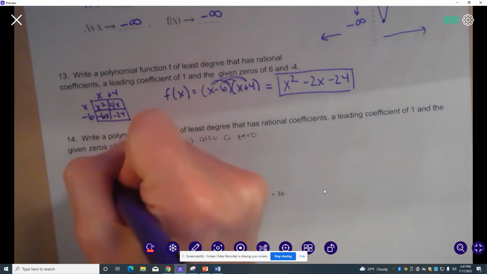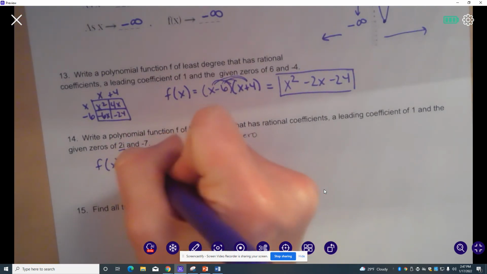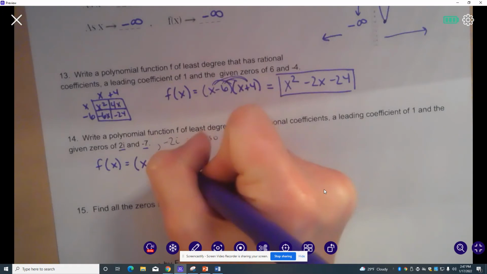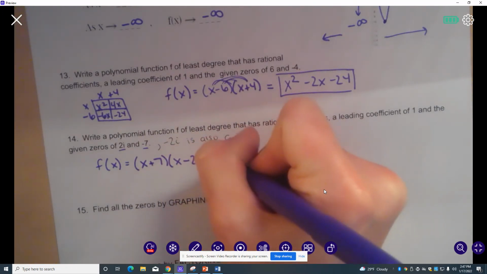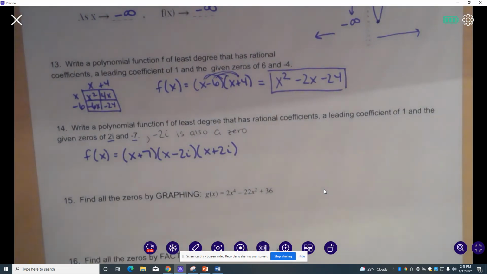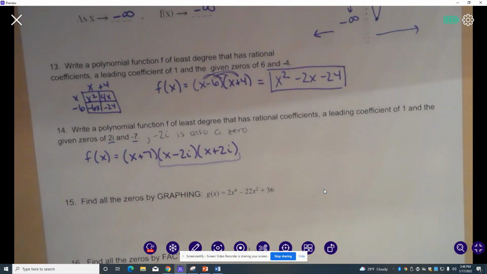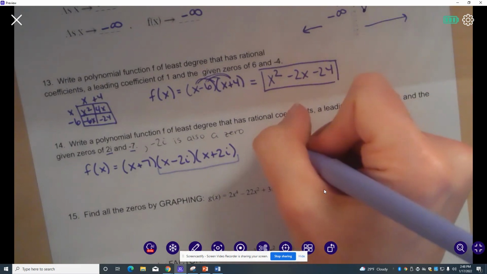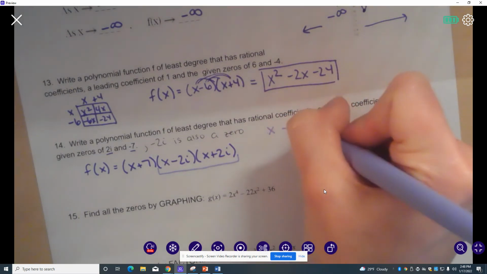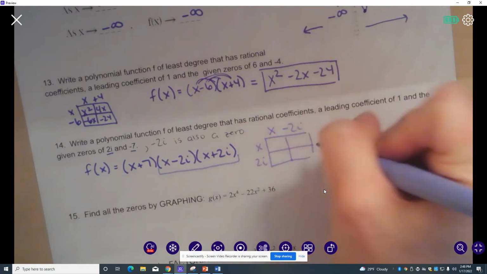So I'm going to start how I did before. I'm going to write this out in factored form. So it's opposite sign, remember. So my factors are x plus 7, x minus 2i, and x plus 2i. But I'm going to go ahead, again, and expand this and write this in standard form. You want to make sure that you multiply your factors that have i's in them first. Okay. So I'm going to make a 2 by 2 box and multiply.